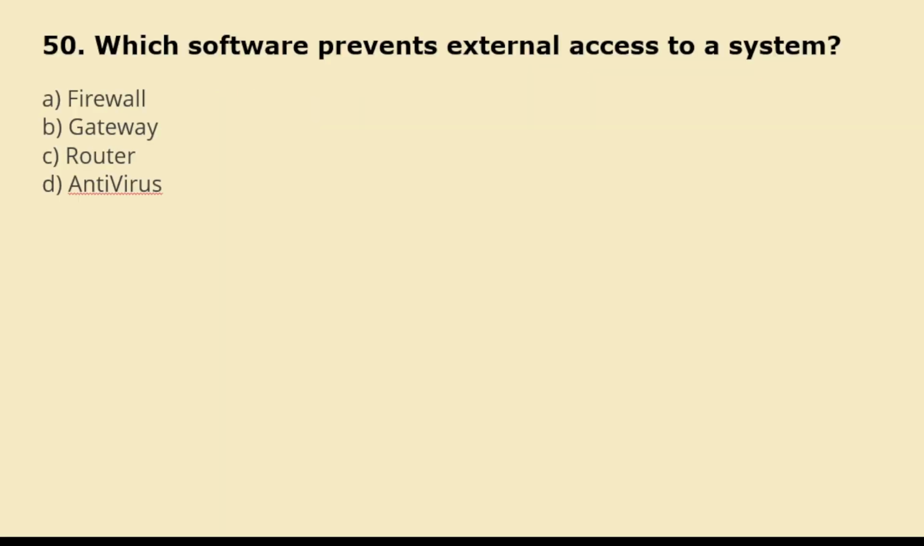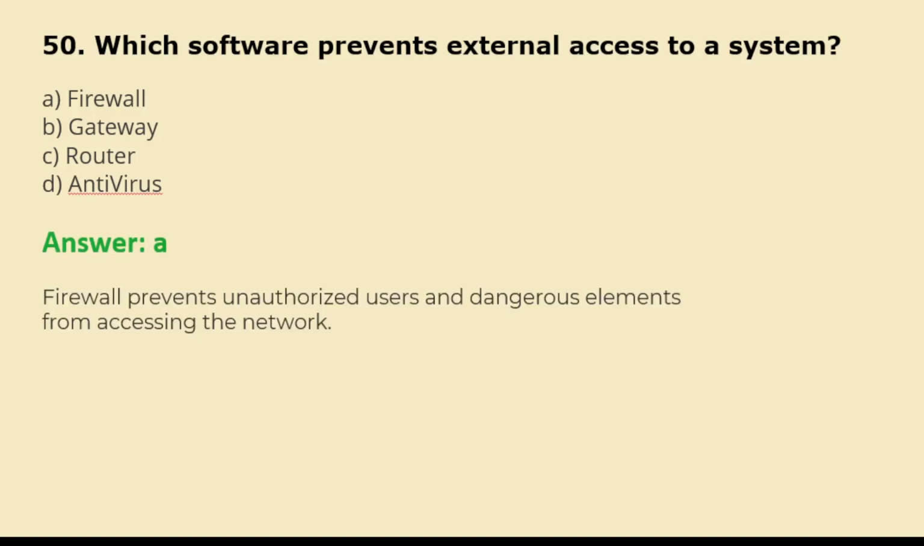Question 50. Which software prevents external access to a system? A. Firewall, B. Gateway, C. Router, D. Antivirus. Correct answer is A. Firewall. Firewall prevents unauthorized users and dangerous elements from accessing the network.